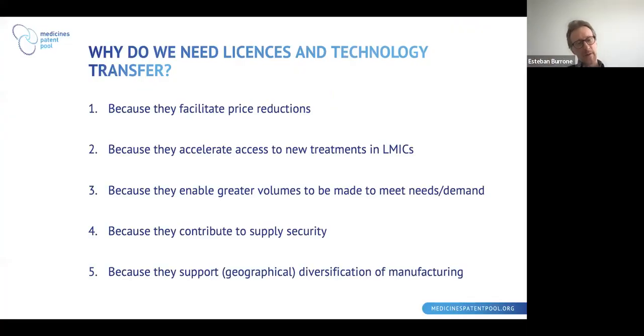I argue there are 5 key reasons why we need them or why we would want to have them. First, because they can facilitate price reductions. Secondly, accelerate access to new treatments or other health technologies. Third, because they enable greater volumes to be made. Fourth, because they contribute to supply security. And fifth, because they can support geographical diversification of manufacturing. So let me go through each one of these 5 points to illustrate it.